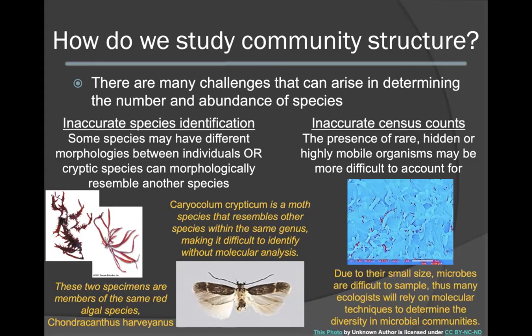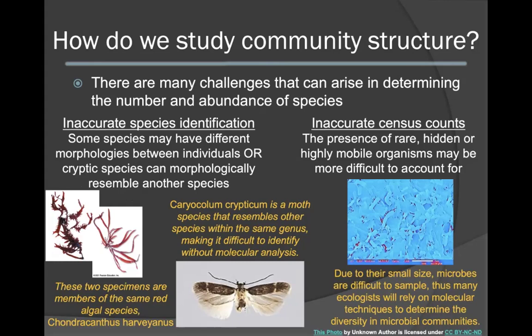In addition, some individuals within the same species can exhibit a wide range of morphologies. This occurs between these two specimens that are members of the same red algal species. Note that they look so different in morphology that they may be classified as different species.